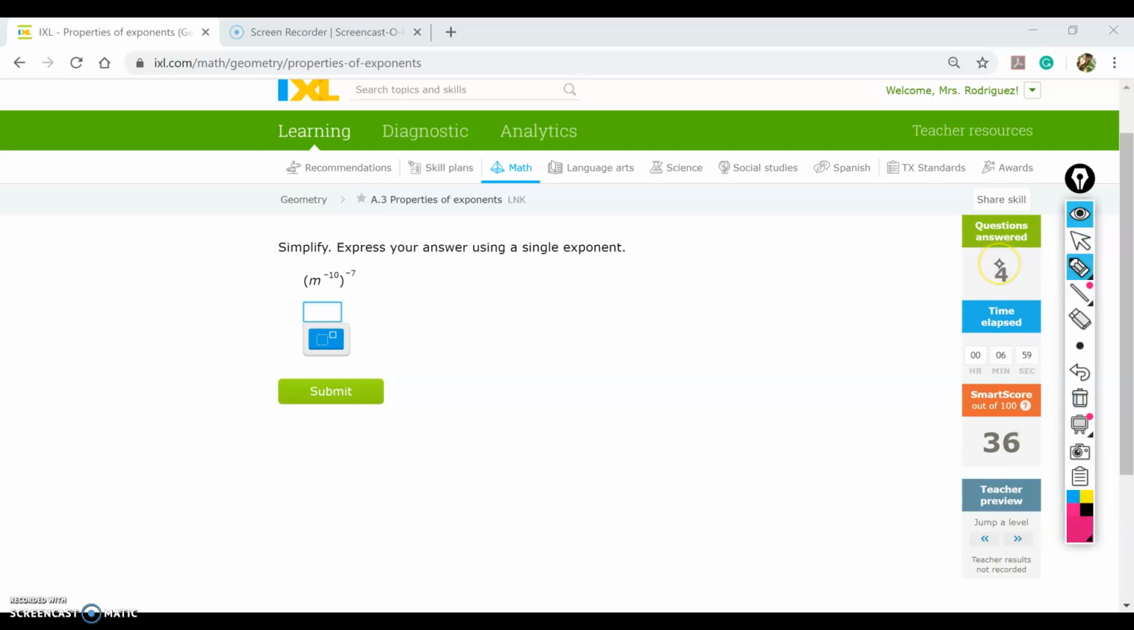Well, if you remember the rule for this one, which is power to a power, the only thing I need to do is m to the power of negative 10 times negative 7. How do I know that I'm going to multiply instead of add the exponents? Whenever you have a parenthesis and outside the parenthesis you have another exponent, that's when you multiply. So if you multiply negative 10 times negative 7, you're going to get 70 positive. Do it on the calculator if you don't believe me. So this would be m to the power of 70.